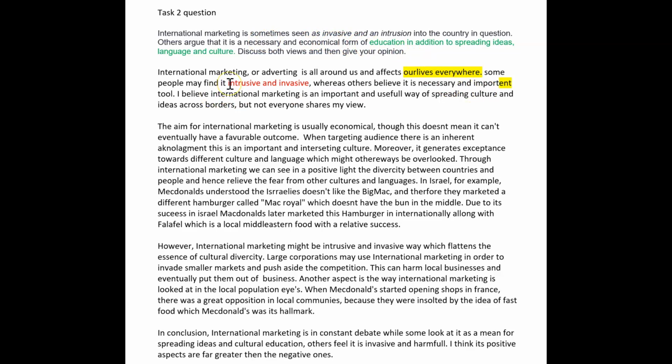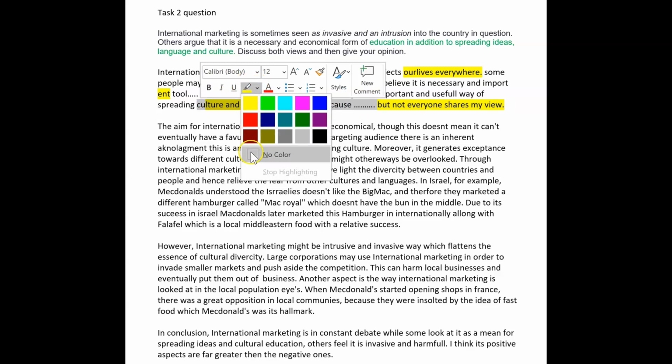So some people may find it unwelcome or inappropriate for their culture. However, other consumers, other business people, think of who it might be. Okay, believe it's a necessary. So it says it's extremely important tool to do what? Why? Why is it important? So tell me why. I believe it is important and useful way of spreading culture and ideas. Okay, you need to be a little bit more specific across borders. You don't need that. I take that out. So across borders because. So if you're going to use that just a little bit, I don't want much extra, but I want a bit extra because otherwise the intro is just not strong enough.